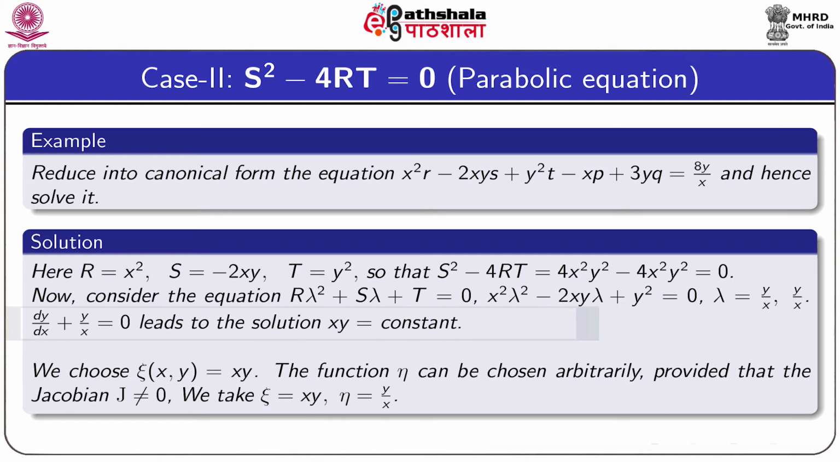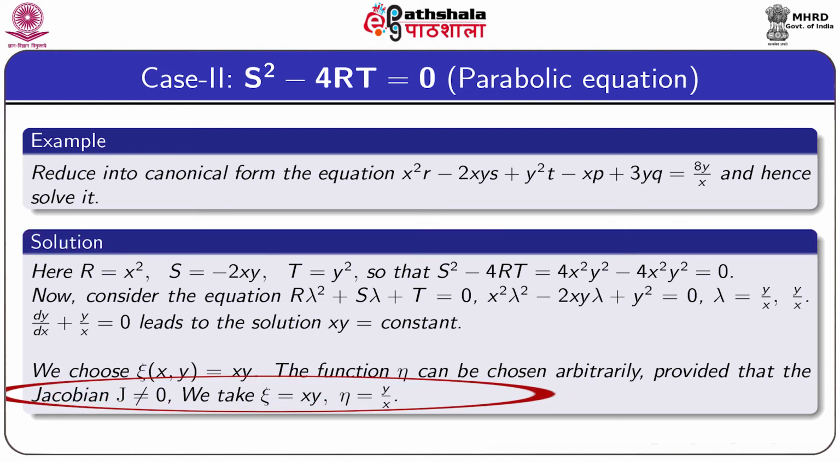So, the solution can be obtained from the equation dy dx plus y by x equals to 0, and if we solve this equation we get one integral as xy equals to constant. So, one transformation can be taken as xi is equal to xy. The eta can be chosen arbitrarily provided the Jacobian of xi and eta is not equal to 0. So, we take in this case eta as y by x. So, our transformation is xi is equal to xy and eta is equal to y by x.